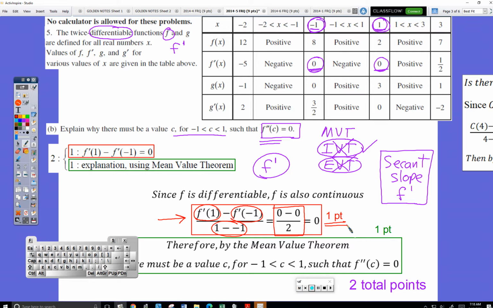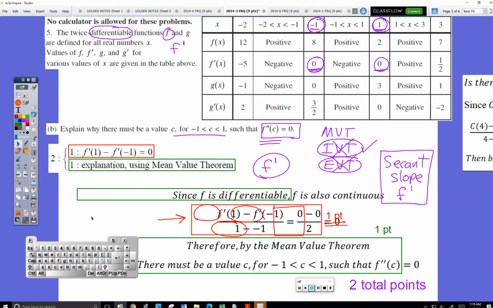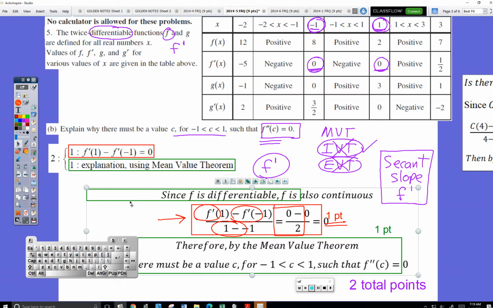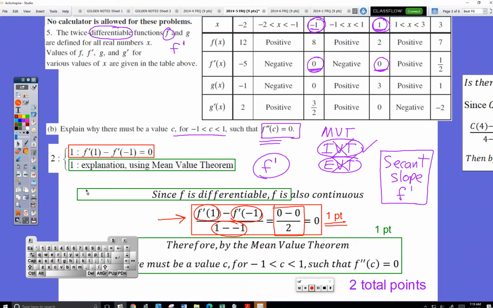Should have boxed this. So let's fix that real quick. There we go. So this needs to be boxed as well. We'll get it eventually. There we go. Okay, so that has to be boxed.